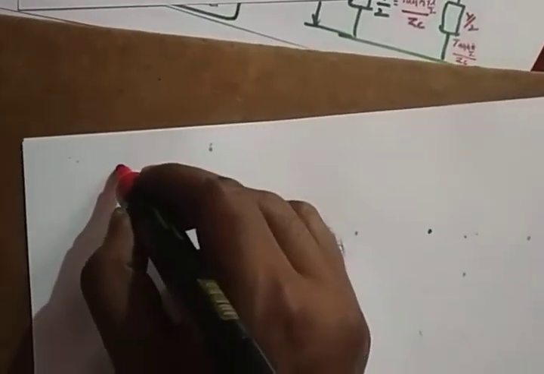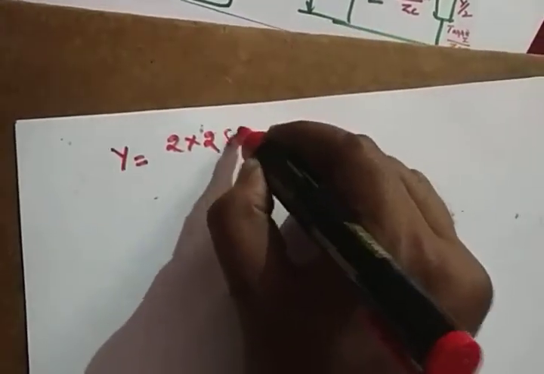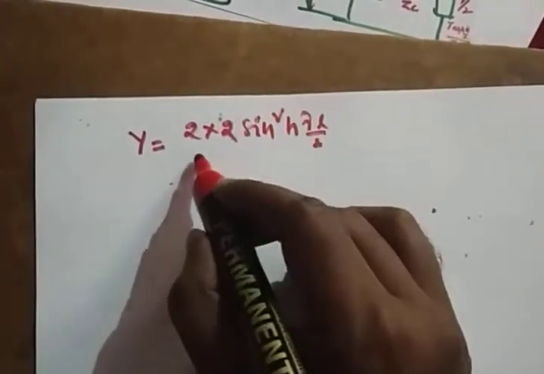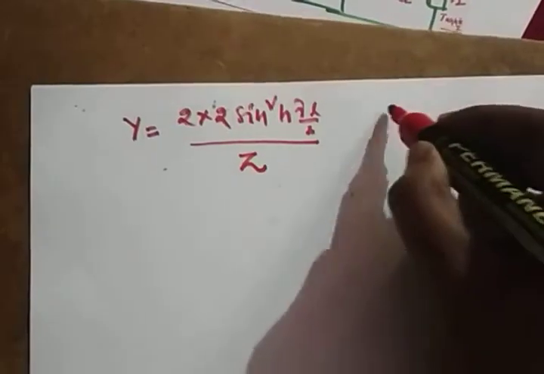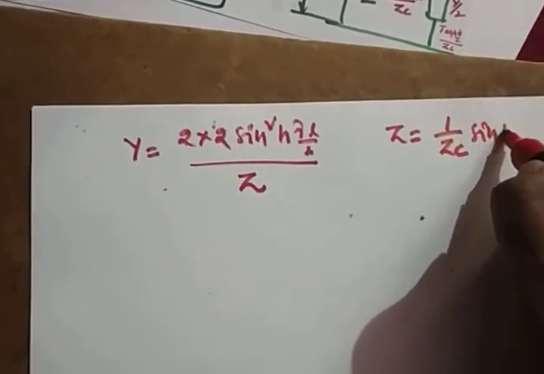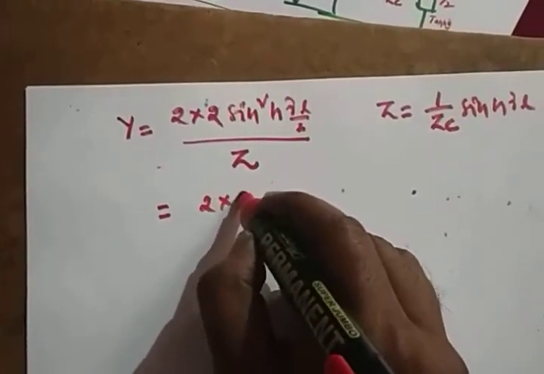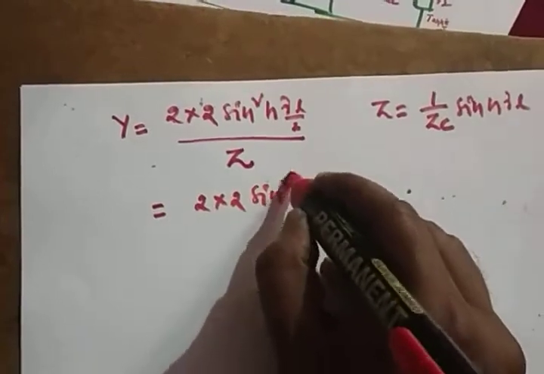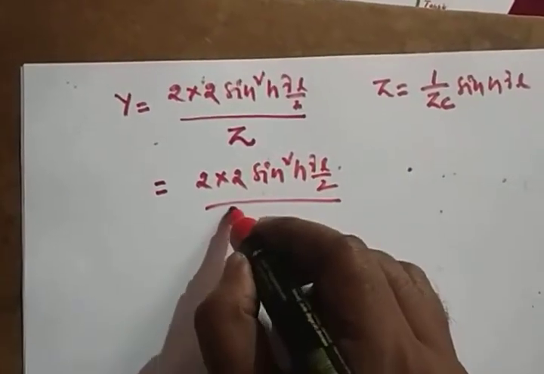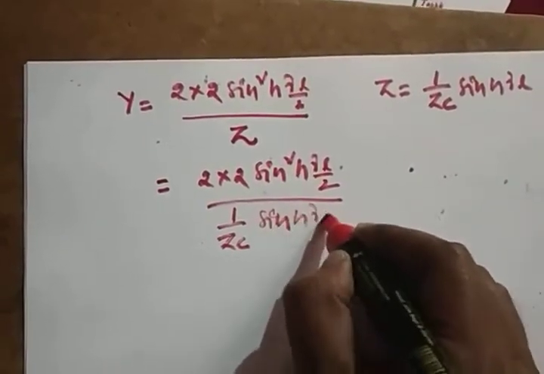You got y is equal to 2 into 2 sinh square gamma L by 2, divided by z. You know the value of z. So z is equal to 1 by Zc sinh gamma L. Substitute the z value: 2 into 2 sinh square gamma L by 2, divided by, so what is the z value? 1 by Zc sinh gamma L.